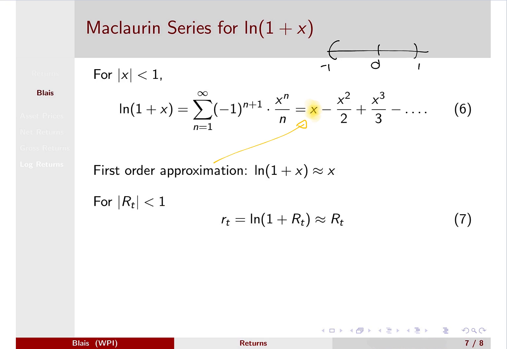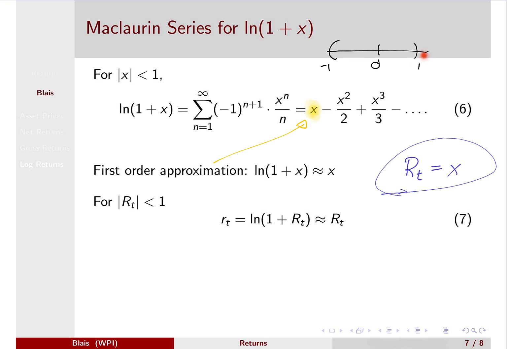Now let's think about letting x be replaced with the net return, R t. It's typically true that your net return in size is less than 1 for a small time scale. Think about what it means. If your net return is 1, that's a 100% return or a doubling.